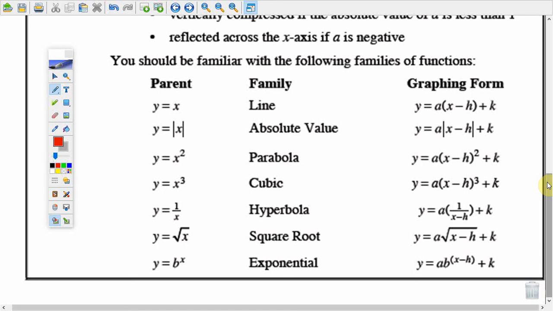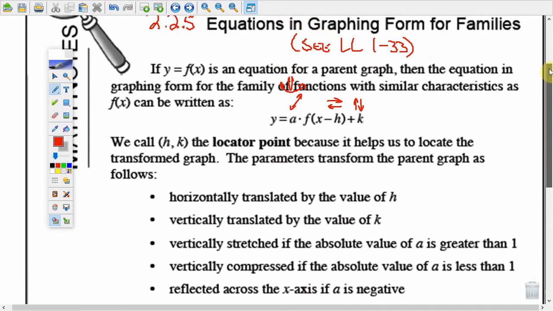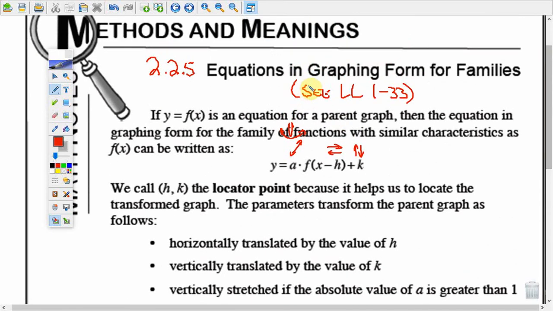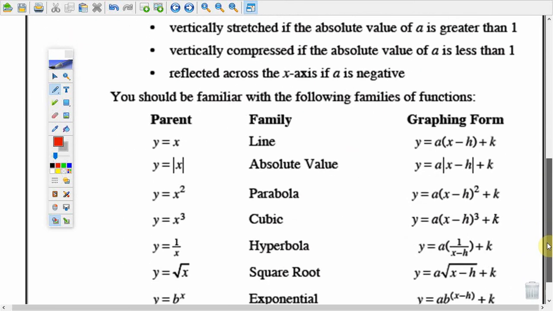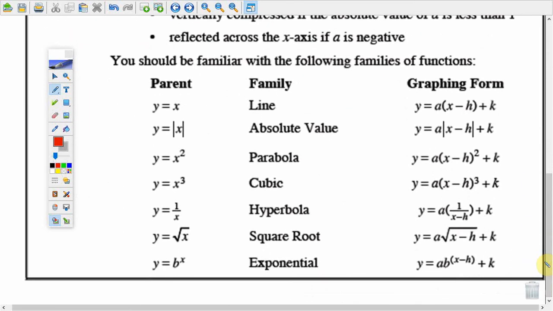At this point, guys, I would go ahead and ask that you pause the video and write these down in such a manner that you can go back and look at them later. Also, at the very top here, I said see learning log 1-33 because that was one of the first learning logs for the year, and that relates to these families of functions and to these parent functions.